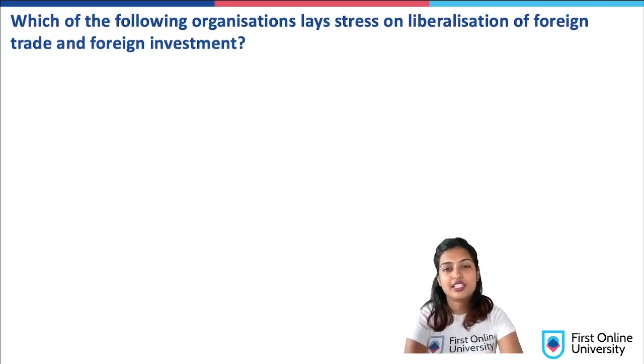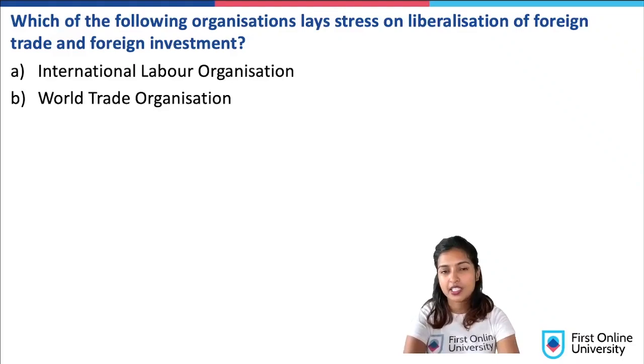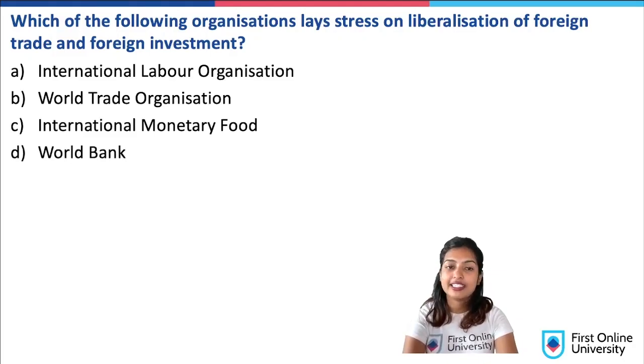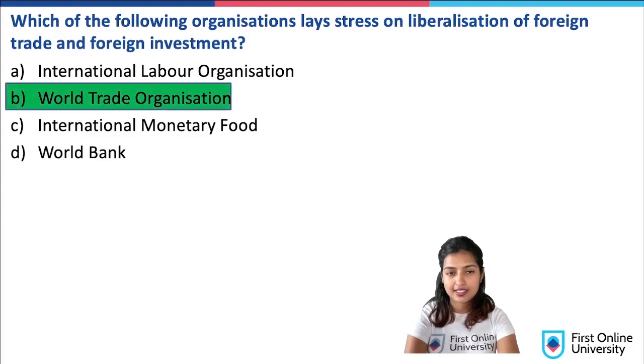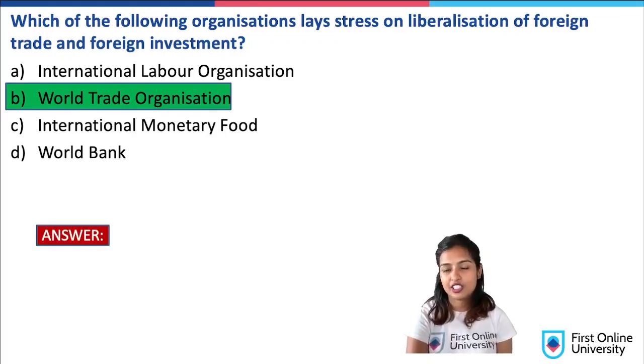Which of the following organizations lays stress on liberalization of foreign trade and foreign investment? A. International Labour Organization, B. World Trade Organization, C. International Monetary Fund, and D. World Bank. The answer is B. WTO, World Trade Organization. This organization lays stress on liberalization of foreign trade and investment.